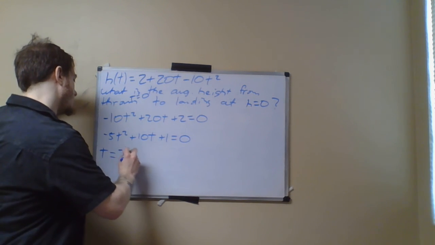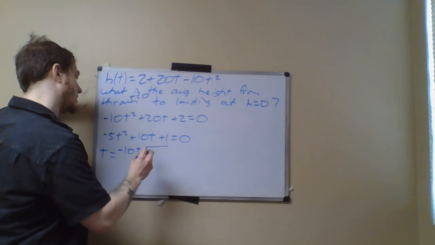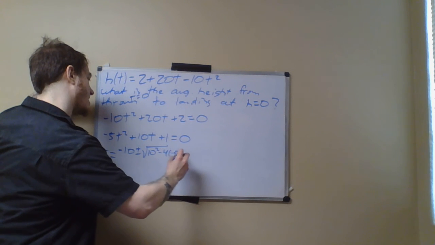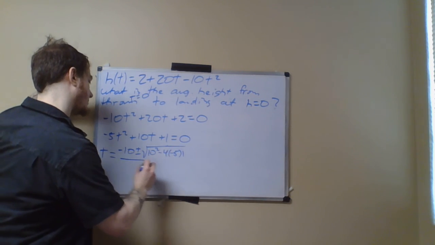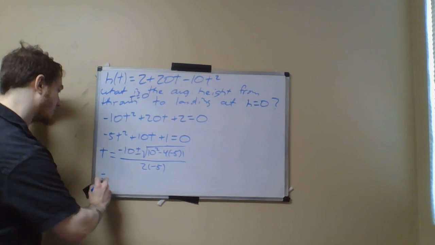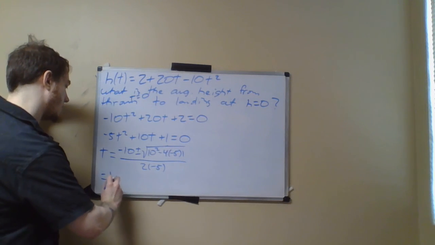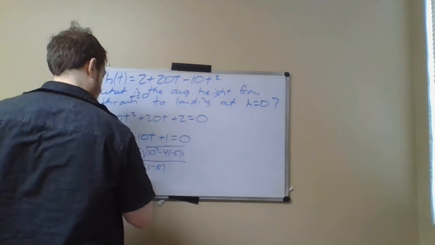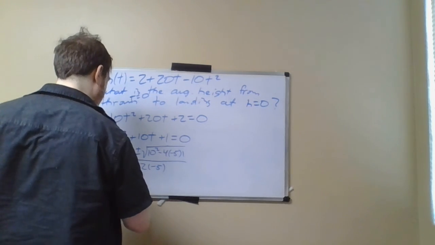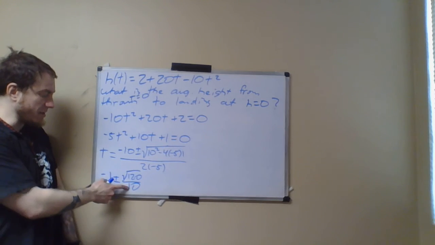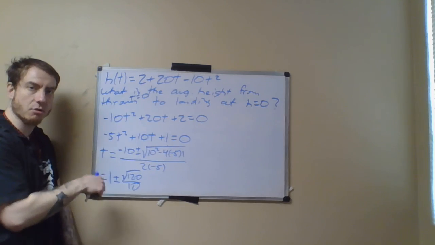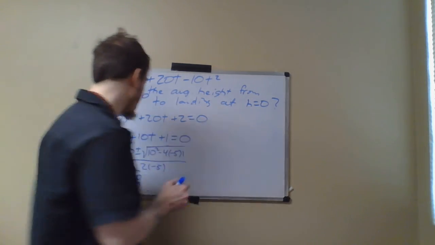So I'm going to have negative 10 plus or minus the square root of 10 squared minus 4 times minus 5 times 1, divided by 2 times minus 5. This is going to become 1 plus or minus the square root of 120 divided by 10. This would normally be a negative 10, but since we have a plus or minus here, I can absorb that negative into the plus or minus. It really just turns this into a minus or plus.